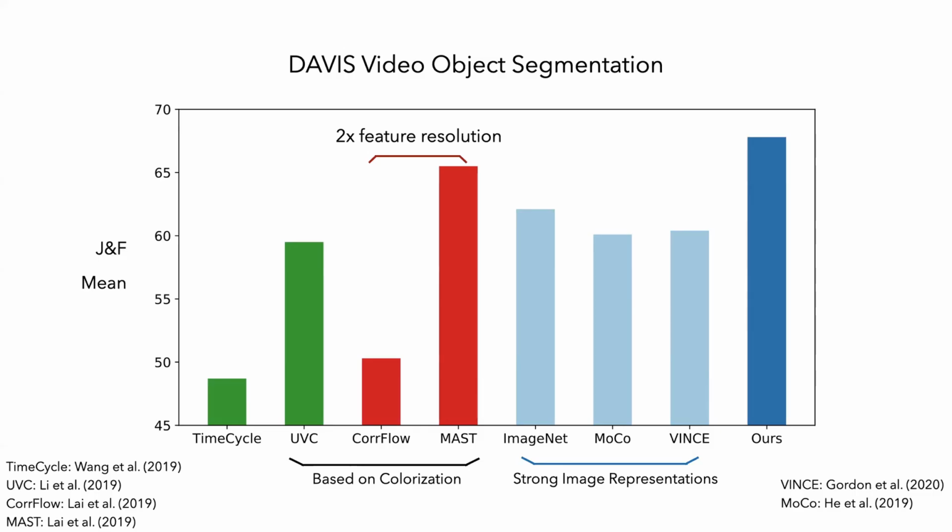Quantitatively, we find that despite its relative simplicity, our model outperforms existing self-supervised approaches, including state-of-the-art approaches based on colorization, as well as approaches that use higher resolution feature maps. Our approach also outperforms strong image level representation baselines, including networks trained on ImageNet with strong supervision, or methods trained with MoCo, which is a state-of-the-art self-supervised contrastive learning approach.